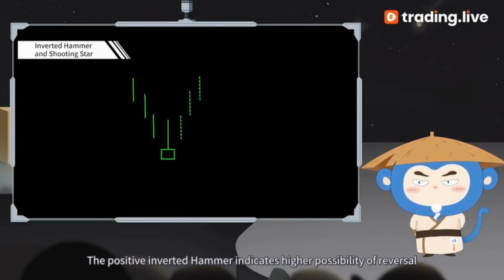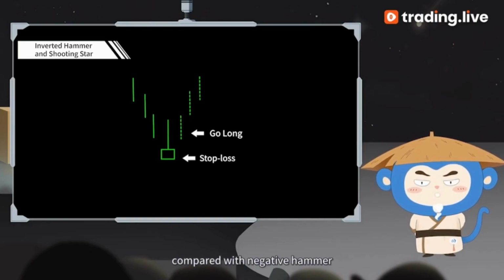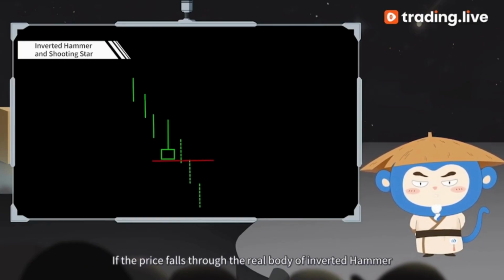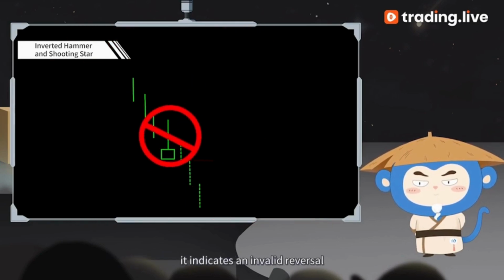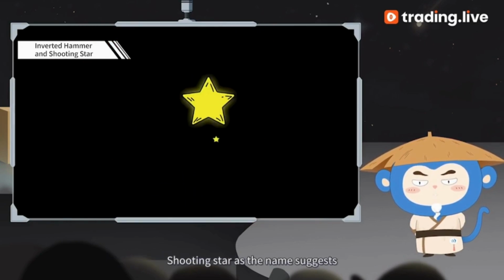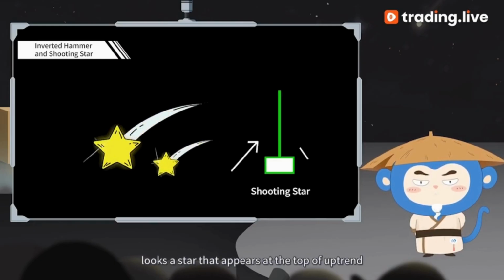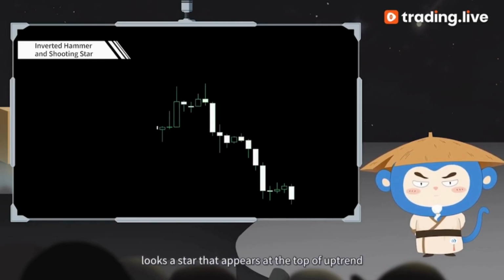The positive inverted hammer indicates a higher possibility of reversal compared with the negative one. If the price falls through the real body of the inverted hammer or the bottom of the lower shadow, it indicates an invalid reversal. Shooting star, as the name suggests, looks like a star that appears at the top of an uptrend.